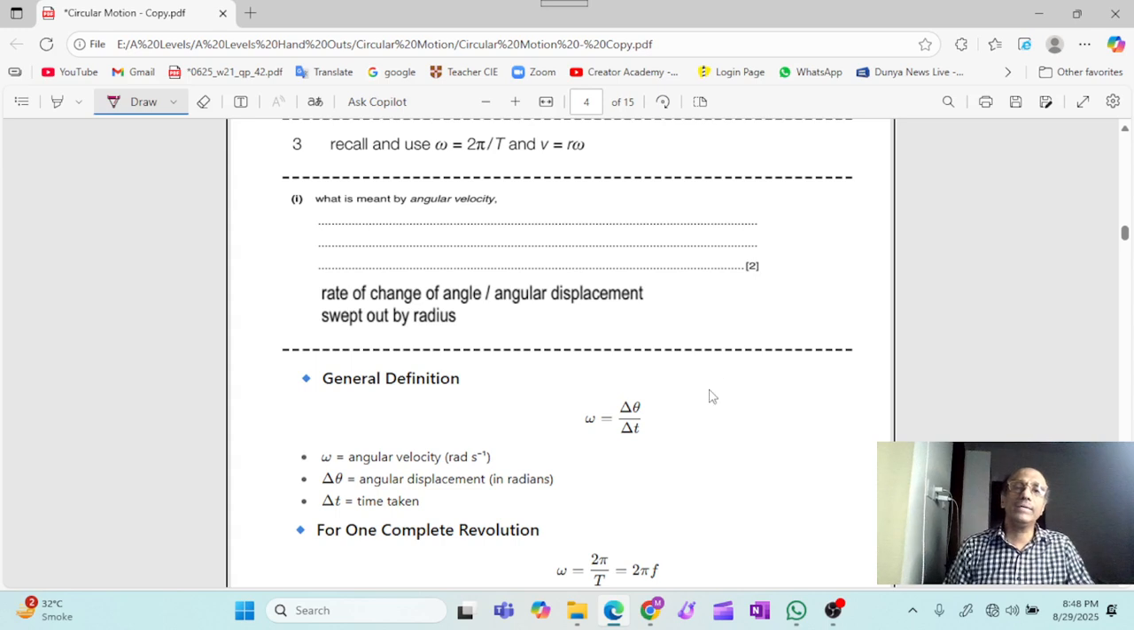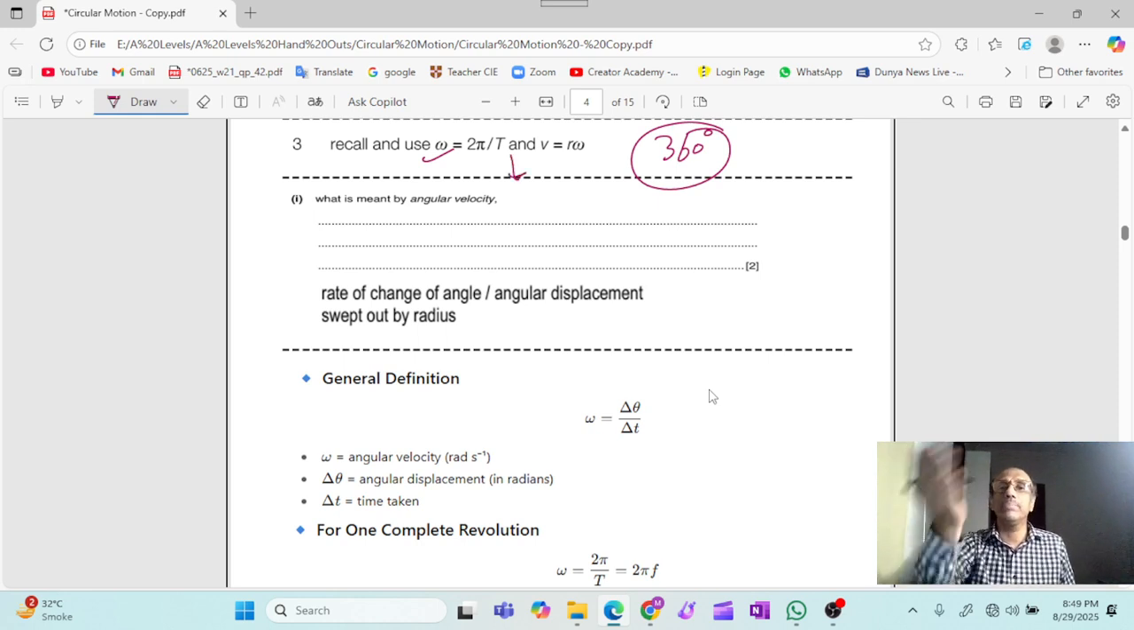Now omega is equal to 2 pi over capital T. The 2 pi is the 360 degrees, so instead of 360 degrees for one complete rotation, we will use 2 pi. And the time period is the time required to complete one rotation. Then another equation you have to remember is V equals R omega. I will discuss this equation when we proceed to the other topic.